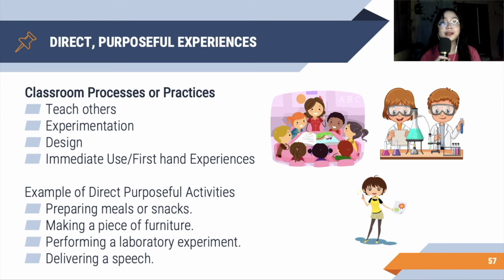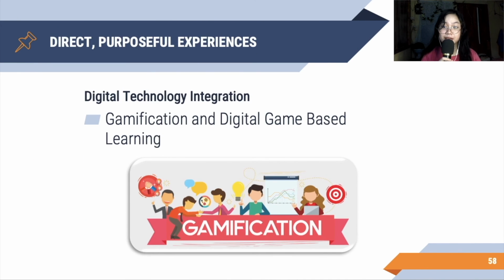So we can use this immediately, for these are first-hand experiences. We apply our learnings in the real world to serve a purpose. So what are some examples of direct purposeful activities? These can be preparing a meal or snacks, making a piece of furniture, performing a laboratory experiment, or delivering a speech.